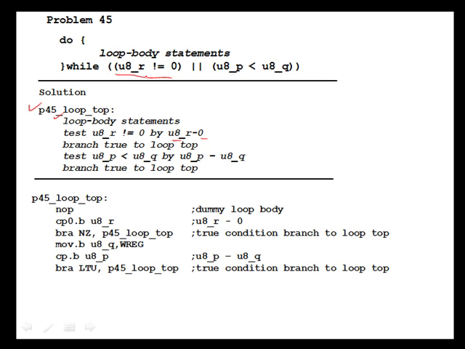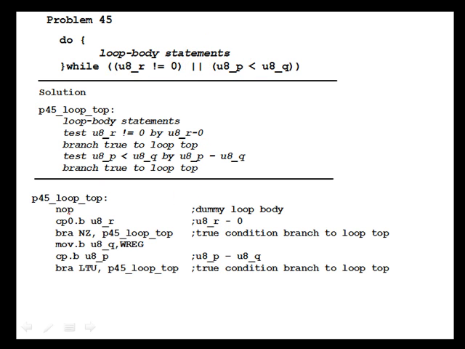At this point, we need to determine what loop condition we need. Since this is a logical OR, we know that if this test is true, then we can immediately jump back up to the top of our loop body. So we need to branch on the true condition to our loop top. Similarly, for this comparison right here, we're first going to need to set the flags by subtracting Q from P. And also, if this test is true, we're going to branch back up to the top of our do loop. So we need a branch on the true condition to our loop top.